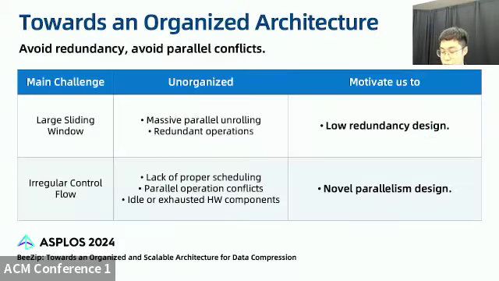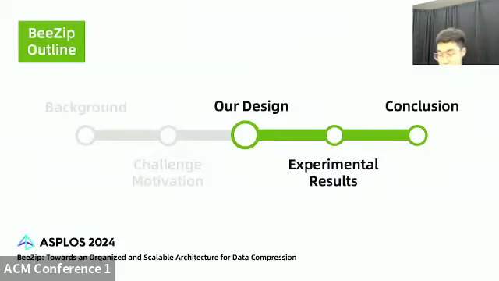The two challenges motivate us to an organized compression architecture. We should avoid unorganized design patterns like massive and redundant parallel operations or lack of proper scheduling. An organized architecture with low redundancy and higher parallelism is what we're looking forward to. Now it's time to show our design.